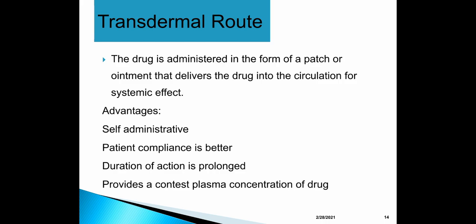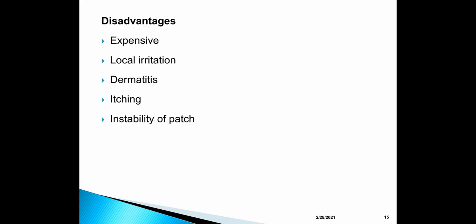Transdermal route: the drug is administered in the form of a patch or ointment that delivers the drug into the circulation for systemic effect. Advantages: self-administration, better patient compliance, prolonged duration of action, and a constant plasma concentration of the drug. Disadvantages: expensive, local irritation, dermatitis, itching, instability of pH.